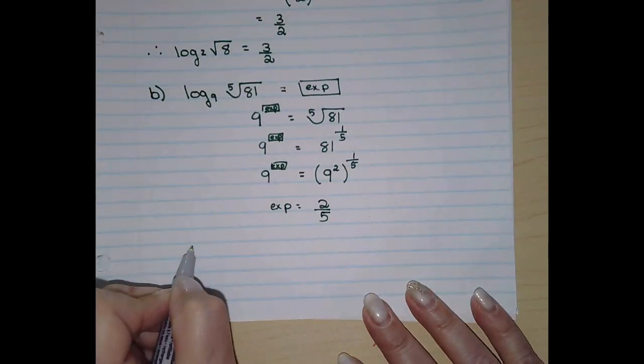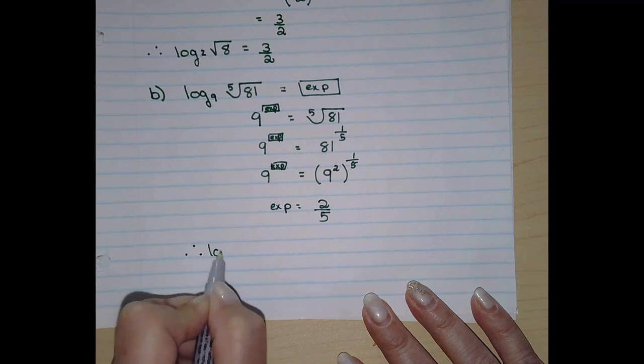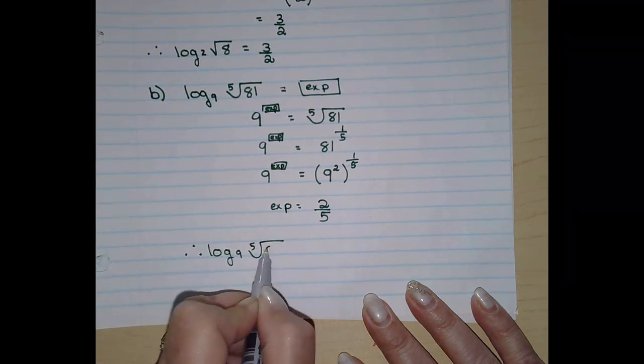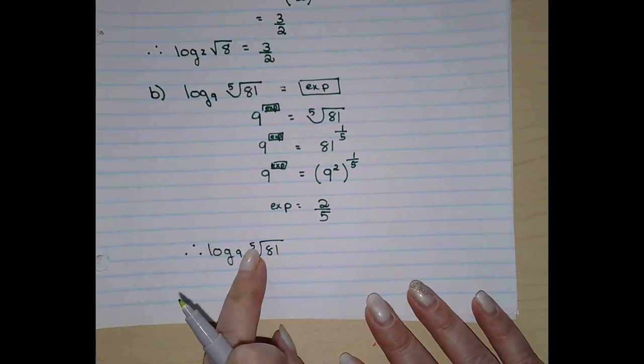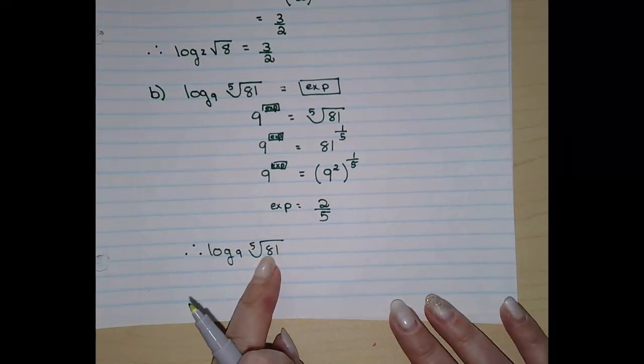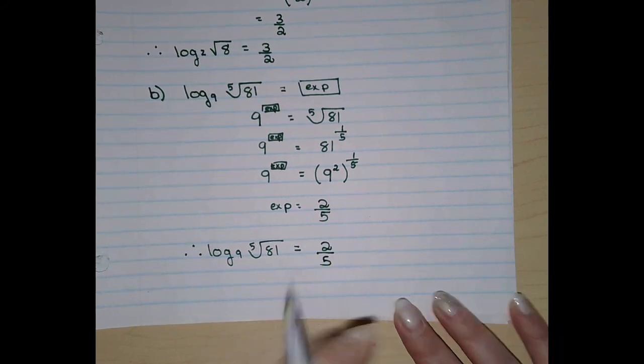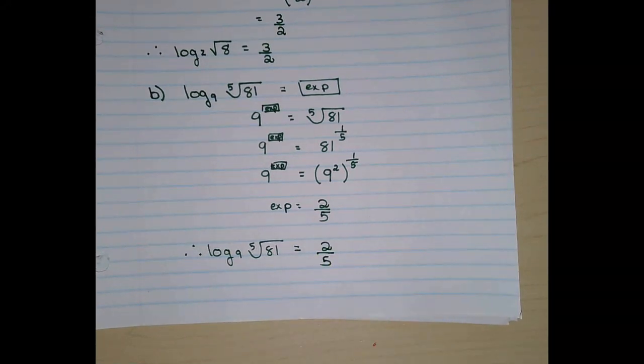And that's the program that's going on in the calculator when it's telling you log base 9 of the fifth root of 81 is a number that's actually equal to 2/5. Okay. A little maneuvering there. So how about you try a few?